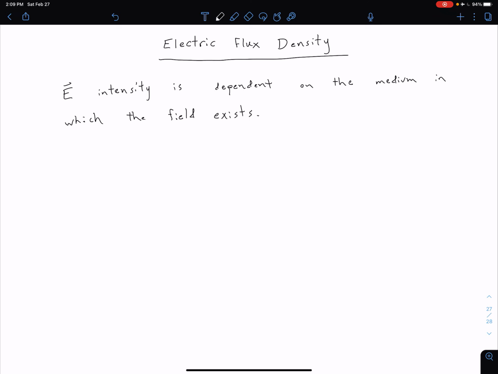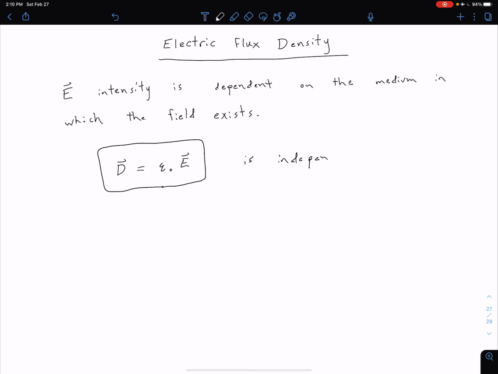And in some cases, we're going to need something that represents the field but is independent of the medium. So in order to do that, we're going to define our electric flux density as D, which is also a vector quantity, which is just epsilon naught times the electric field. Right now we're just going to leave that as epsilon naught. We're going to come back in the next unit and adjust this equation a little bit to be more general. But if we're considering a vacuum, then this equation is good.